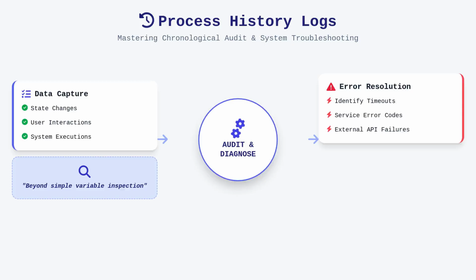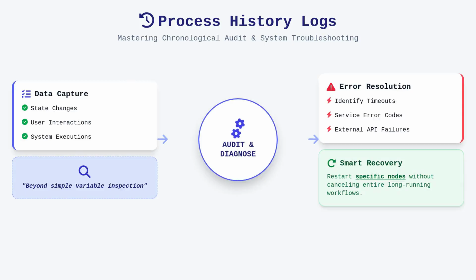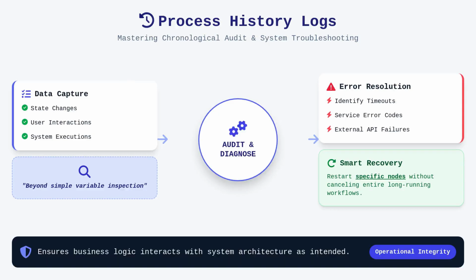For nodes that have failed, the platform often allows you to restart the specific node once the underlying issue has been resolved, such as fixing a broken connection or updating a data store entity. This capability prevents the need to cancel an entire process instance and start over, which is particularly beneficial for long-running workflows that might involve multiple human participants. By carefully interpreting these logs, you ensure that your business logic is not only running but also interacting with the broader system architecture as intended.